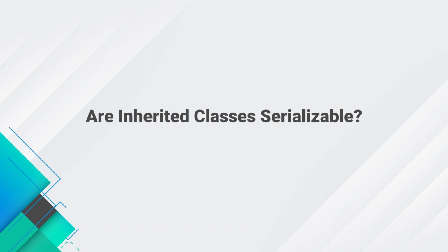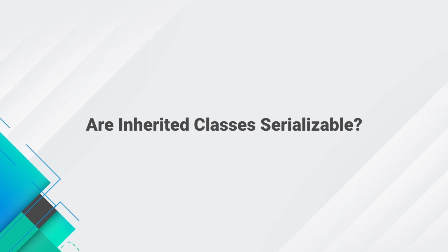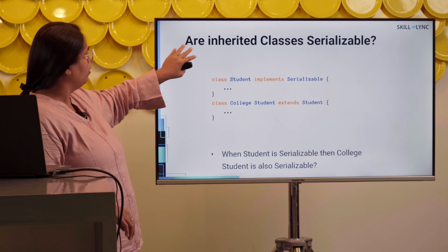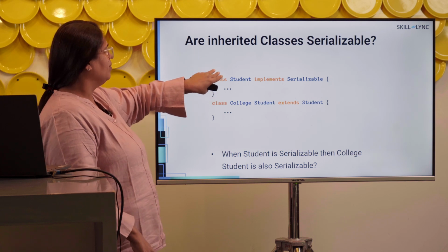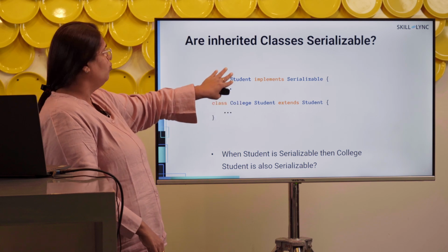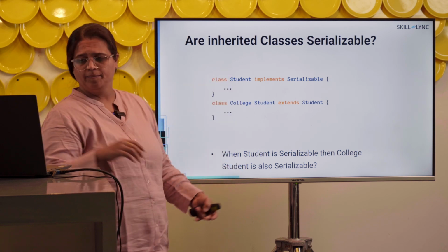Now going to the next topic. What happens when serialization of inherited classes takes place? Now in that there are two scenarios. In the first scenario, we are talking about a parent class that is serialized and a child class that is not serialized. What would happen in this instance?